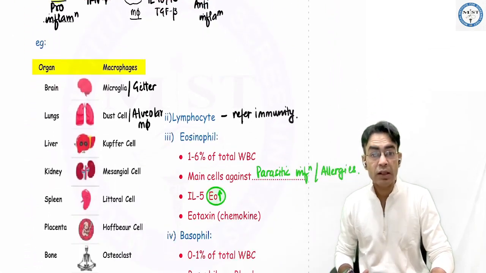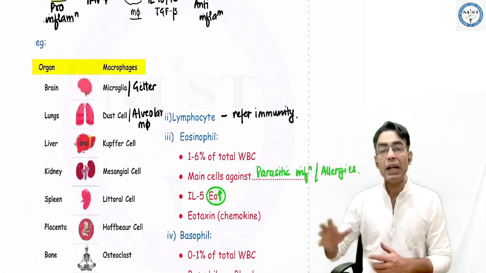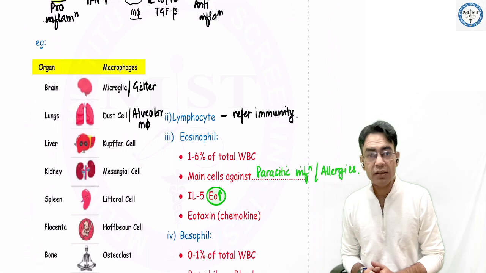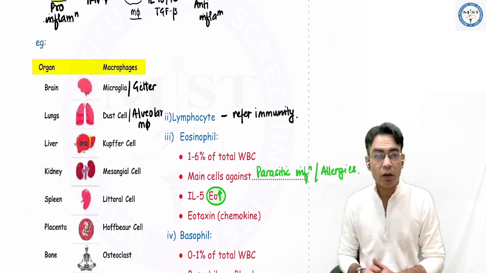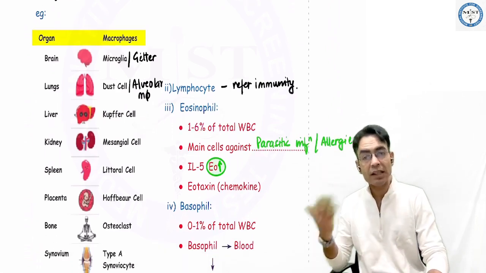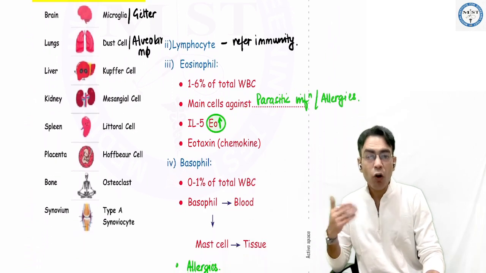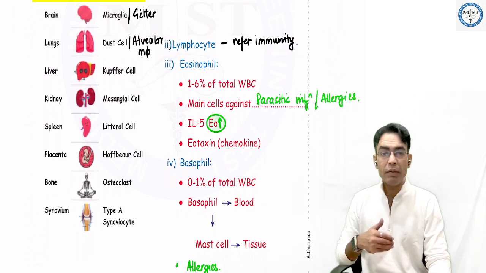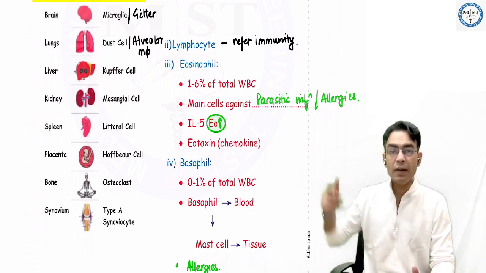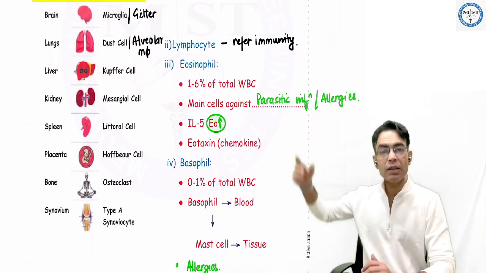Different kinds of macrophages in different cells of the body: brain, microglial cells; lungs, dust cells or alveolar macrophages; liver is Kupffer cells; kidney, mesangial cells; spleen, littoral cells; placenta, Hofbauer cells; bone, osteoclasts; and synovium, type A synoviocyte. Lymphocytes we'll discuss in the next chapter.